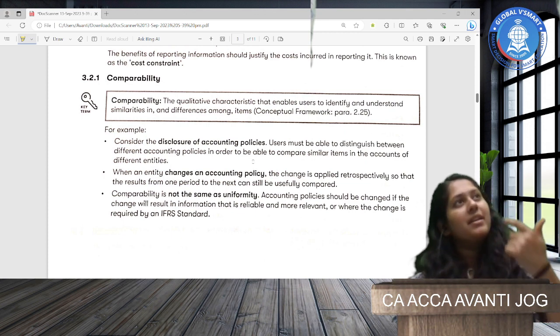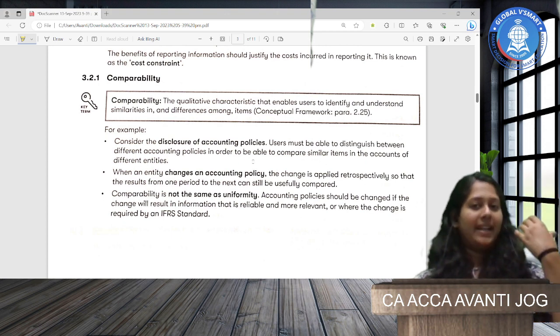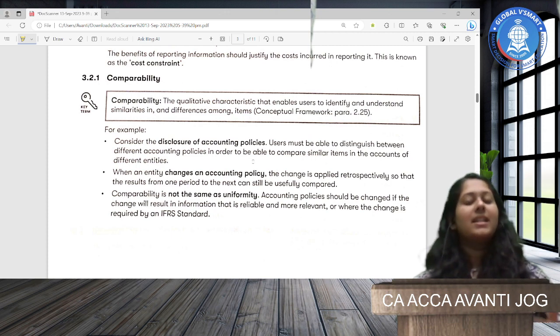That is comparison of financial statements of one company with their own financial statements. अब इसमें बहुत important है कि आप accounting policies consistent रखो.